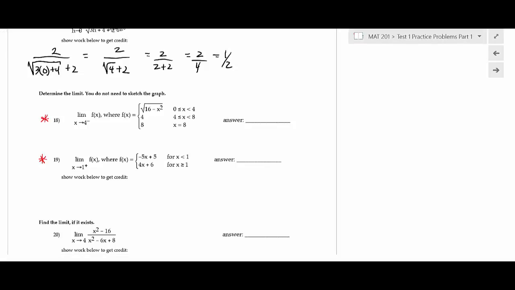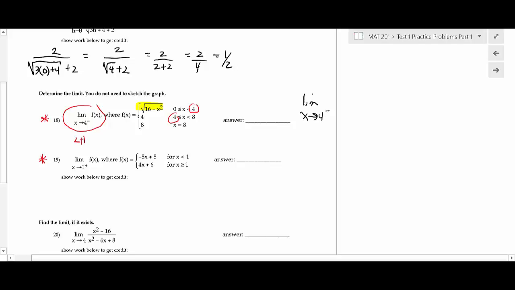So what's going on in this problem is you're looking at a left-hand limit as x approaches 4. This is broken up into 2 parts right here. You want to see what happens on this. This is a left-hand limit, so when we're to the left of 4, we're on this function right here. So we simply need to do the limit as x approaches 4 from the left-hand side of the square root of 16 minus x squared.